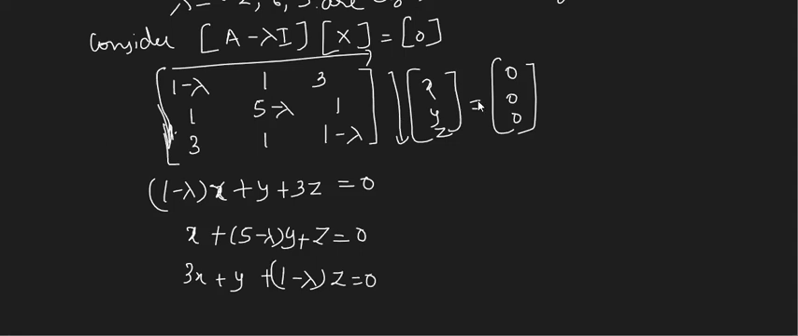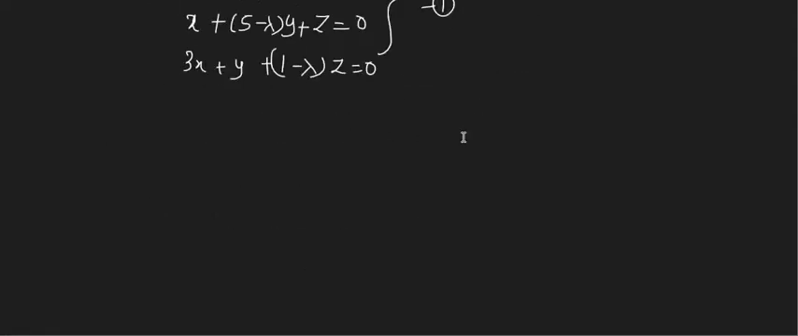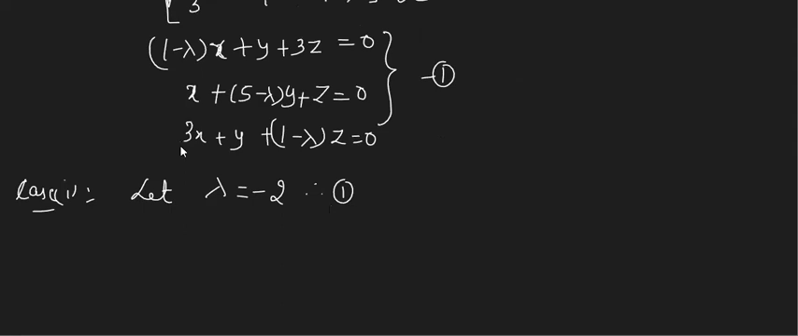Take this as equation 1. Again, how many cases? We have to take 3 different cases. Case 1: you can take in any order you want. What is the first value of lambda? Minus 2. Let us substitute in equation 1. Now you can take any two equations in this case. The last equation has only z, so I have not taken it. I'll take the first two.